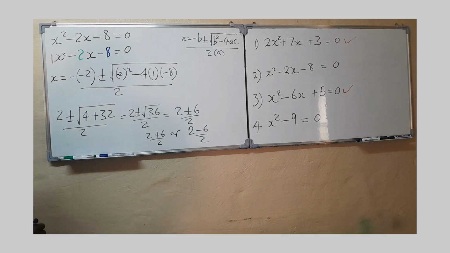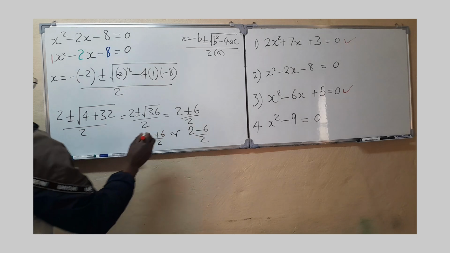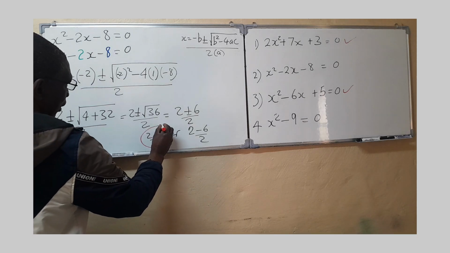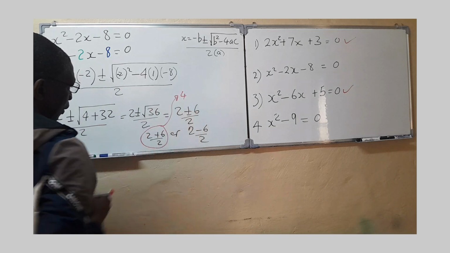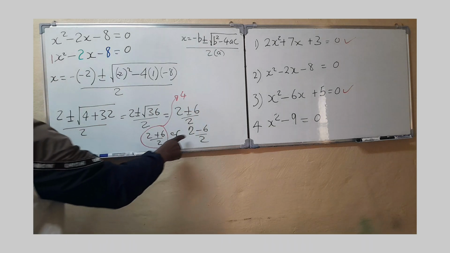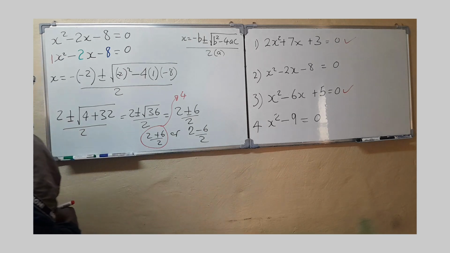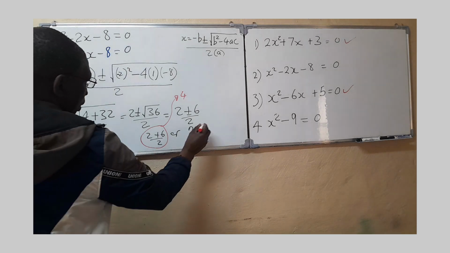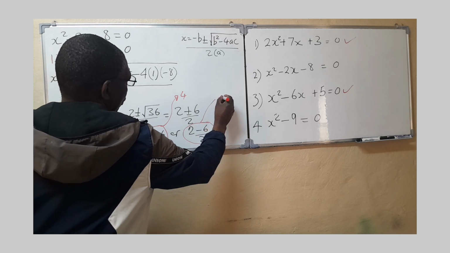It's very important to quote them like this. So 2 plus 6 is 8, divided by 2 is, of course, 4. 8 divided by 2 is 4. So the first one here gives us 4. What about the second one? 2 minus 6 is minus 4. Minus 4 divided by 2 is minus 2. So this one gives us the answer minus 2.